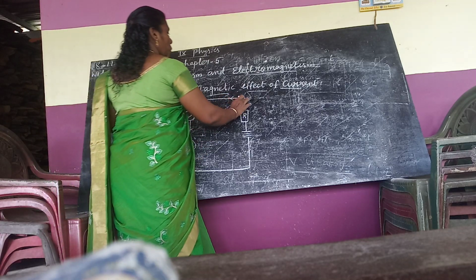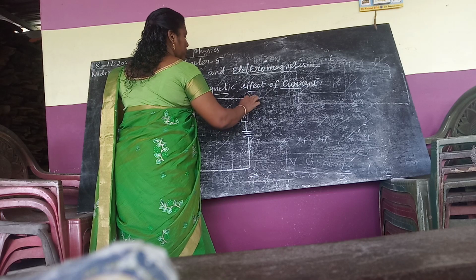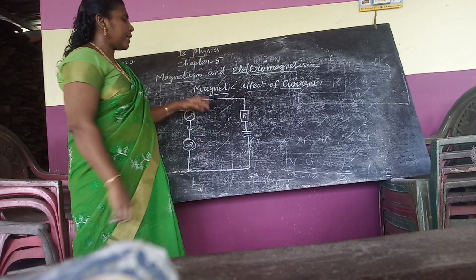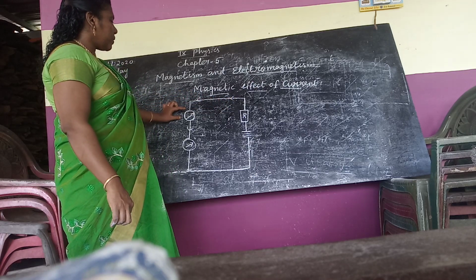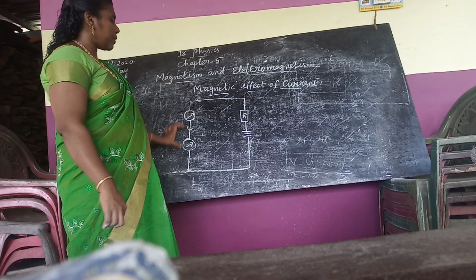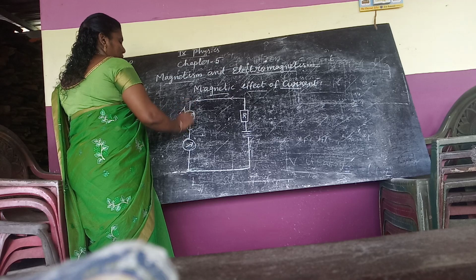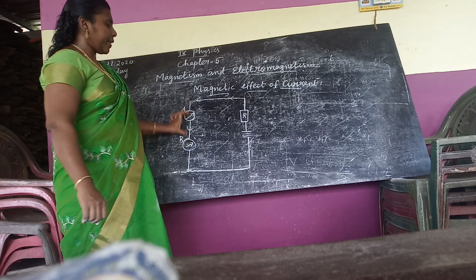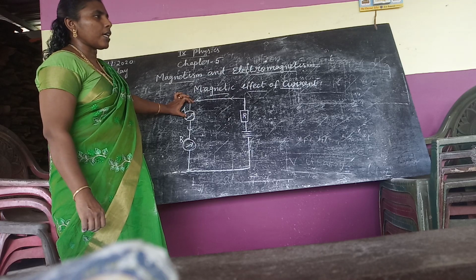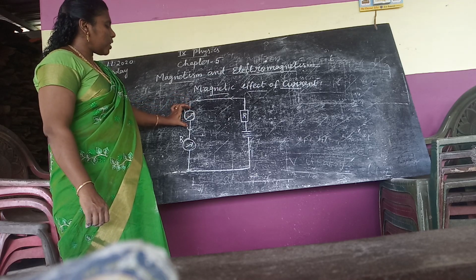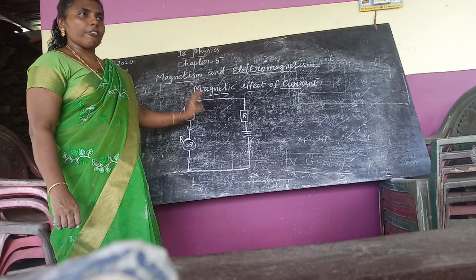Suppose the circuit is closed. Now the circuit is closed. What happens? The current passes through the battery and falls on the magnetic compass. Two magnetic compasses, A and B, are attached. The current passes through this conductor, and the magnetic compass shows deflection.